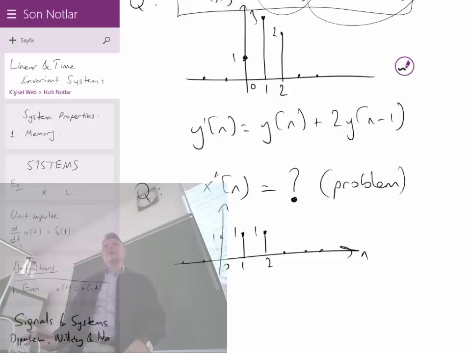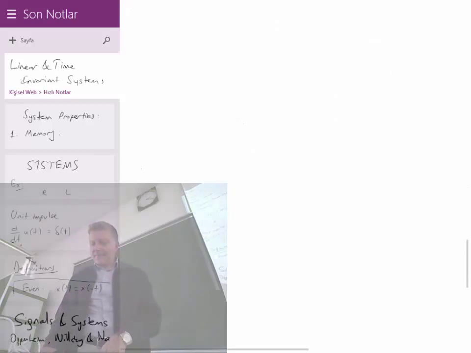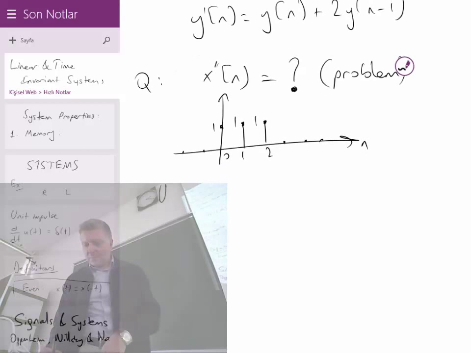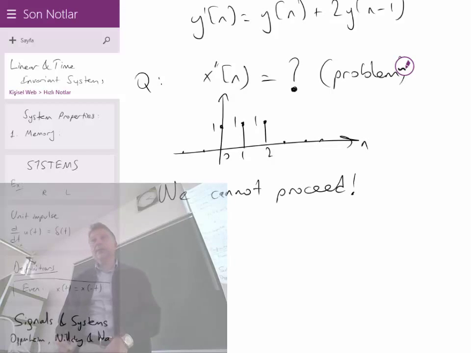Well, as far as I can see, there's a problem here. I cannot immediately represent or express x prime of n in terms of x of n. It may even be the case that it's not representable in terms of x of n. Then what shall we do? How can we proceed? The answer to this is we cannot proceed, because we are unable to represent our signal in terms of our known signal.